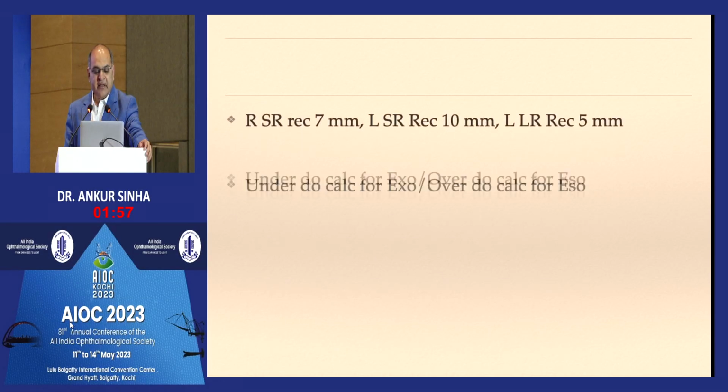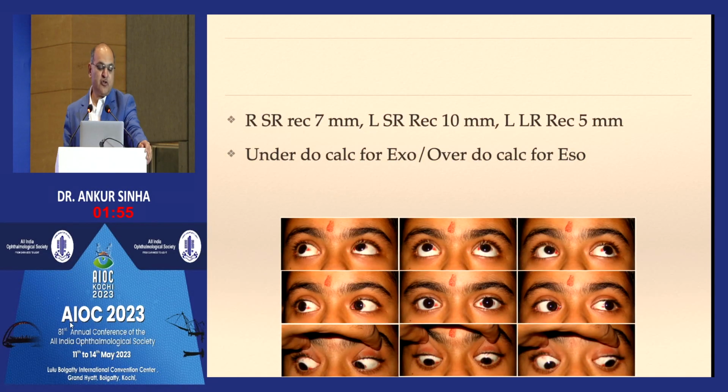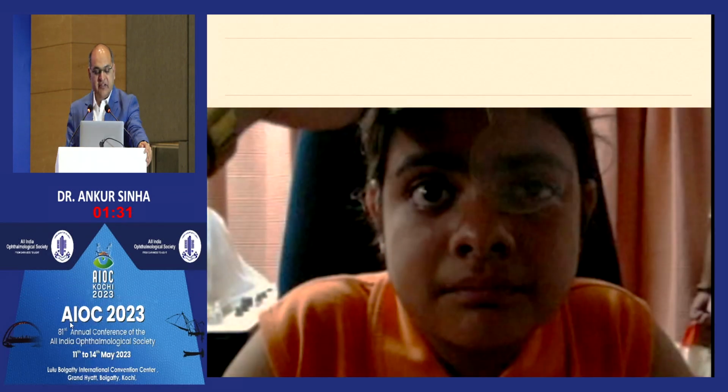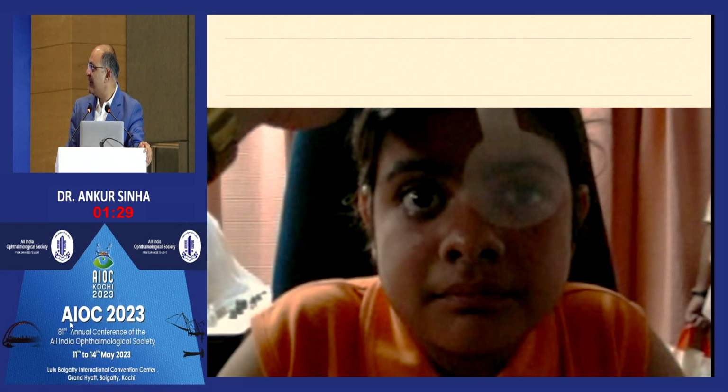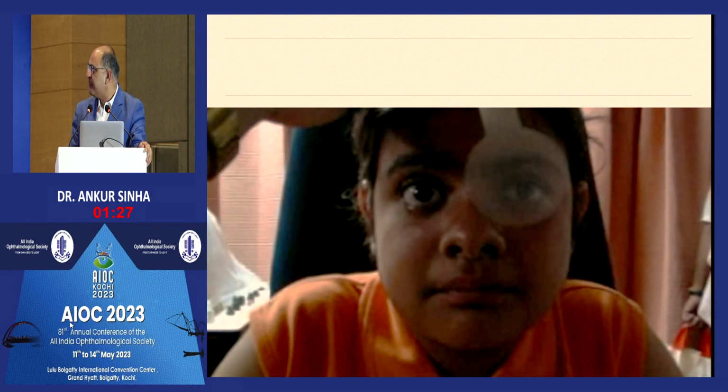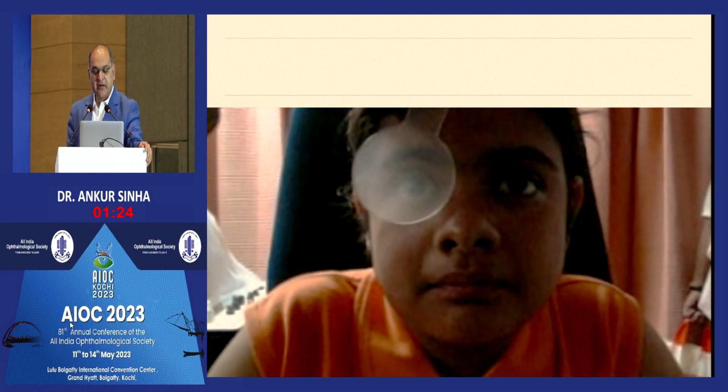So what we plan here is right superior rectus recession by 7 millimeters and left superior rectus recession by 10 millimeters because of asymmetry, and left LR recession by 5 millimeters. The exo here was 14 prism diopters, so we tend to undercorrect the exo or overcorrect the eso in such calculations, because the recession of the superior rectus is going to create a little bit of eso in these patients. This is 7 weeks post-surgery, and this is the video after surgery where we can see a slight amount of DVD is still left, but more or less the patient is pretty well controlled.